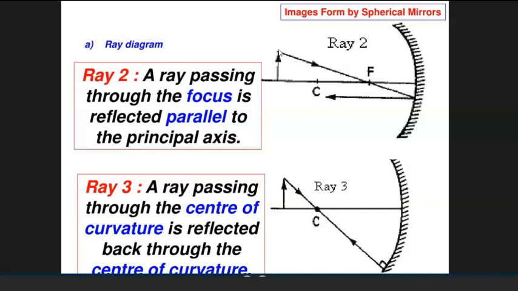In the first case, the incident ray was parallel to the principal axis. Here, the reflected ray is parallel to the principal axis. In the first case, the incident ray was parallel to the principal axis, then the reflected ray passes through the focus. Here, the incident ray passes through the focus, and hence the reflected ray is parallel. This is the second special ray.